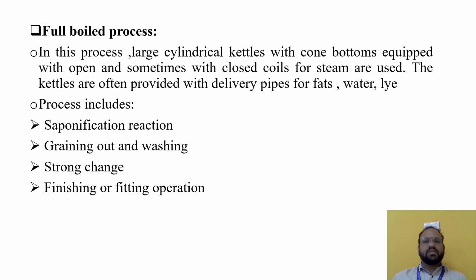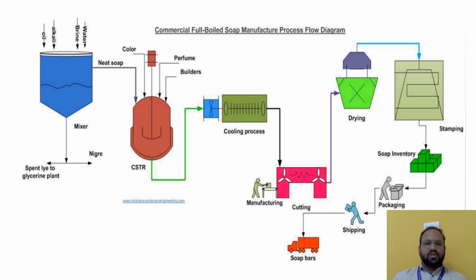Full boil process. In this process, large cylindrical kettles with cone bottoms, equipped with open and sometimes closed coils for steam, are used. The kettles are often provided with delivery pipes for fats, water, and lime. The process includes saponification reaction, graining out and washing, strong change, and finishing or fitting operations. So this is the commercially used fully boiled soap manufacturing process flow diagram.